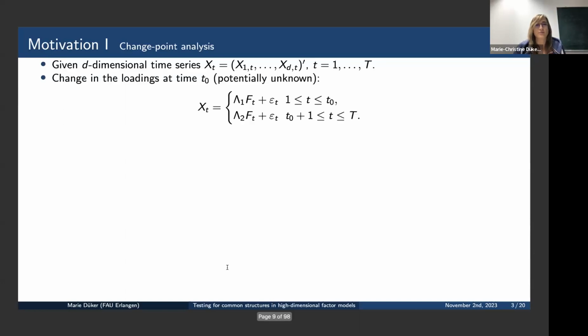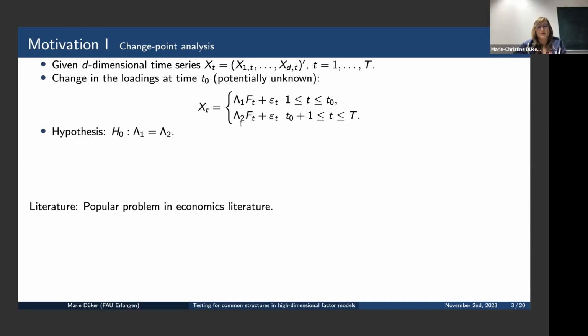So first of all, the change point setting, again, we have our multivariate time series. And now we are saying, well, for the time points before some t0, we model it through some lambda 1. And then for the time points after t0, we model it through some lambda 2. So we allow for those lambdas pre and post t0 to be different. So the hypothesis people have been looking at is then, okay, lambda 1 and lambda 2 are equal.